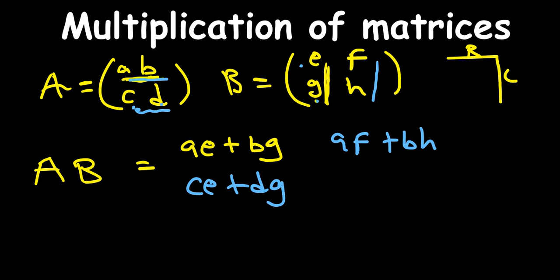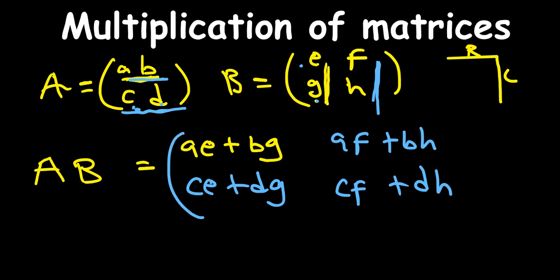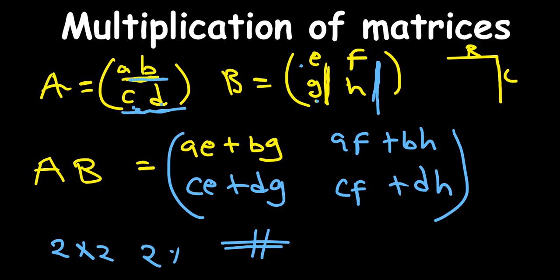Okay, and then this C and D, you multiply it with the F and H here. So it will be CF plus DH. Okay, so this one here will be the product of the two matrices. You can see that this product is only possible because the order of A is 2 by 2, and the order of B is also 2 by 2. So the number of columns in the first matrix is equal to the number of rows in the second matrix. No wonder this multiplication is possible.